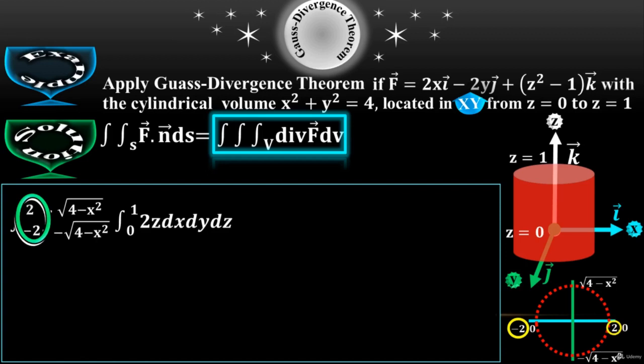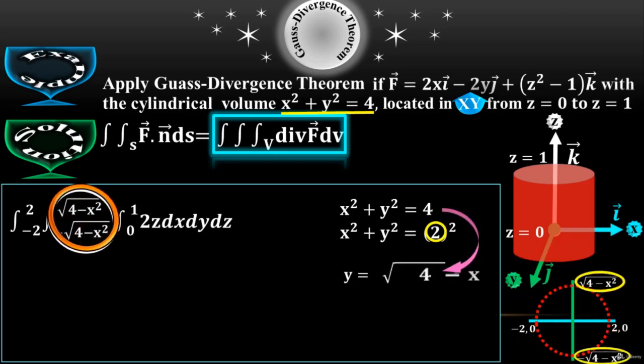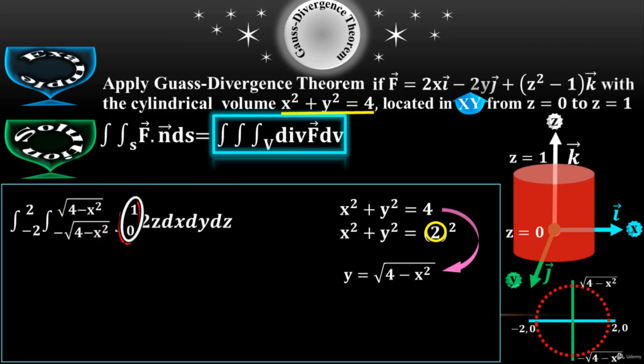But for the y limits, I got them from this equation, which is the cylindrical volume equation, x squared plus y squared equals 4. Can I write it as x squared plus y squared equals 2 to the power 2? 2 is the radius of this circle. So from this equation, I got the limits for y. Just rearrange this equation to y equals square root of 4 minus x squared. That's how I got the limits for y. For z, it ranges from z equals 0 to z equals 1.